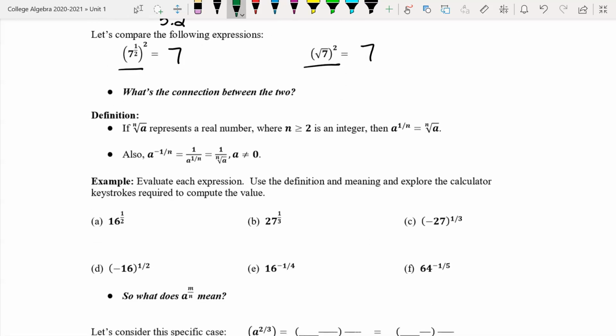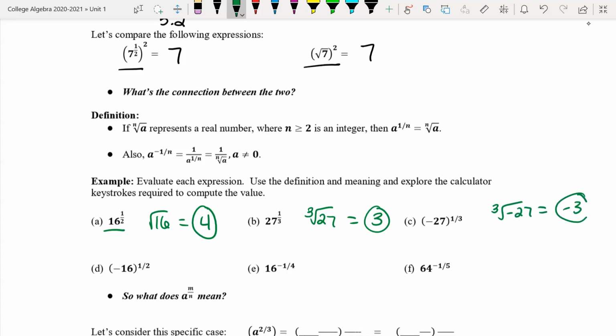So like this one right here, evaluate each expression, use the definition of meaning, and explore the calculator keystrokes required to compute the value. So you can type a lot of these in on your calculator. I can type 16 to the 1/2 on my calculator. It's also the square root of 16, which is 4. I can do the same thing here. This is the third root of 27, which is 3. But if you type in 27 to the 1/3, you're going to get the same thing. This one right here, the third root of -27, which is -3. Again, you can type it in on your calculator, get the same thing.